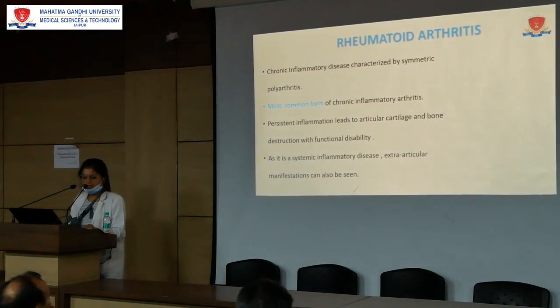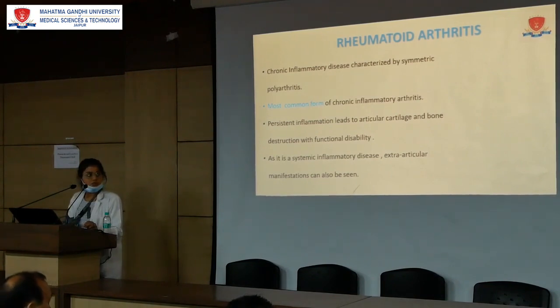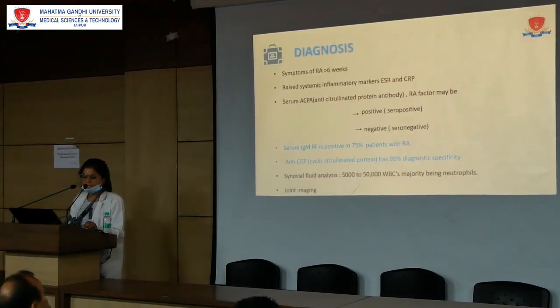As this is a systemic inflammatory disease, extra-articular manifestations can also be present, like the nodules, which can also be seen in the cardiovascular system and CNS, leading to CNS manifestations and pericarditis. Nodules in the lungs can also lead to pleural effusion.